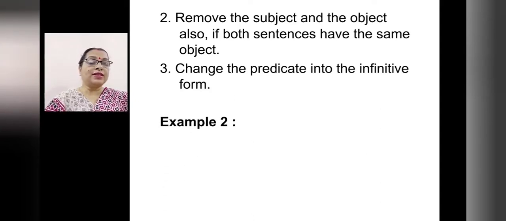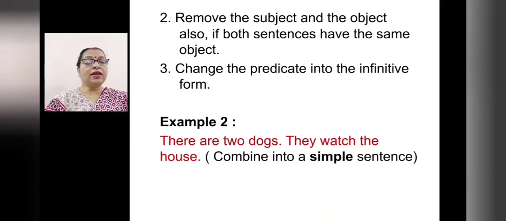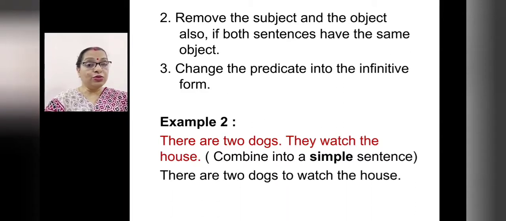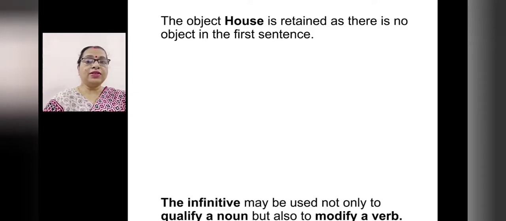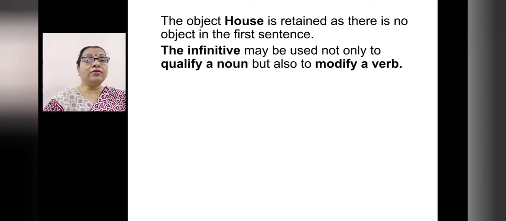Now the next example. There are two dogs. They watch the house. Combine into a simple sentence. There are two dogs to watch the house. The object house is retained as there is no object in the first sentence. The infinitive may be used not only to qualify a noun but also to modify a verb.